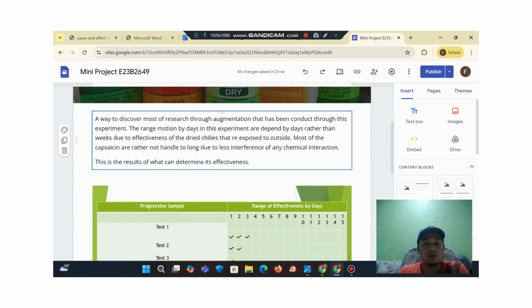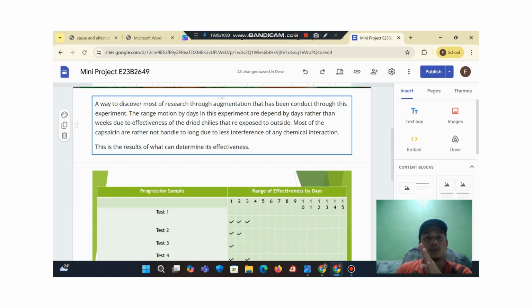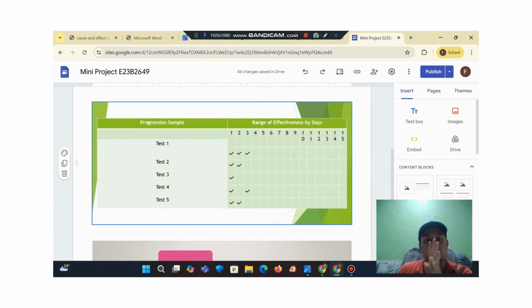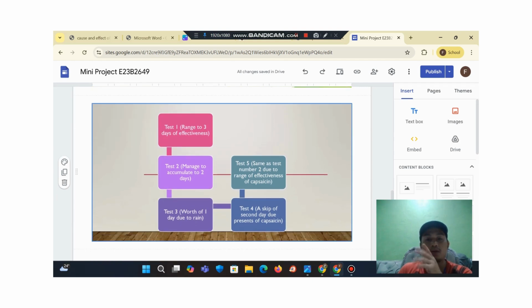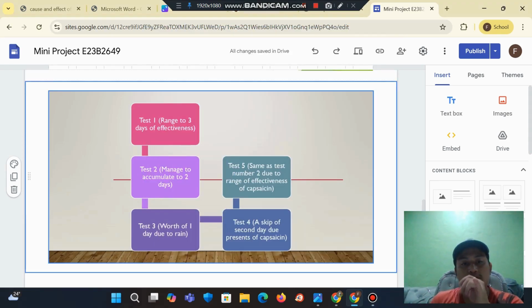For the Gantt chart, I did the research through experimentation as conducted in this experiment. I tested up to 3 days of the effectiveness of the capsaicin. Test number one reached 3 days of effectiveness. Test two managed to last 2 days. Test three lasted 1 day due to rain for quite some time.